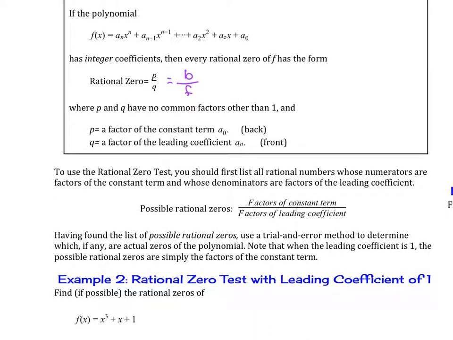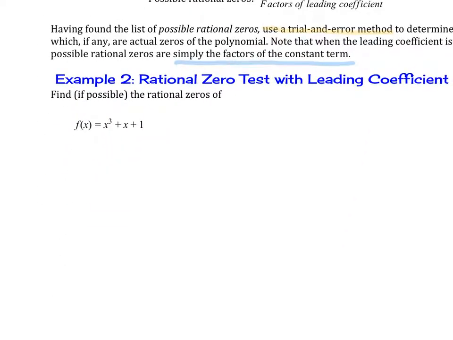To use the rational zero test, you need to first list all the rational numbers whose numerators are factors of the constant term and whose denominators are factors of the leading coefficient. And so you see that here: factors of the constant term over factors of the leading coefficient. Having found the list of possible rational zeros, you just have to use trial and error to determine which, if any, are actual zeros of the polynomial. Note that when the leading coefficient is 1, the possible rational zeros are simply the factors of the constant term. Let's try the example here.